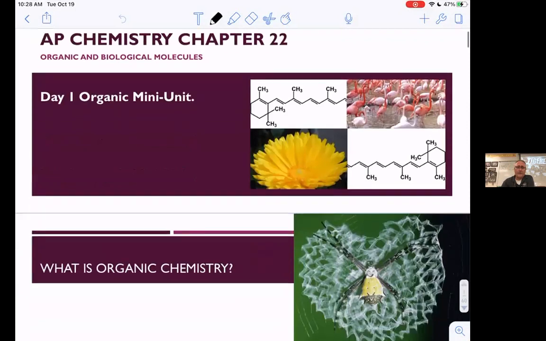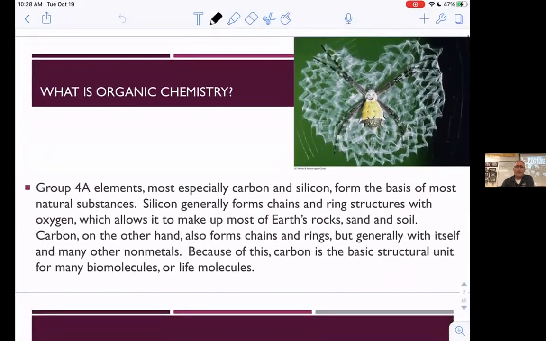So this is day one. We're going to talk about these, but what is organic chemistry? Organic chemistry is the chemistry of carbon. And so especially carbon, things that form four bonds, and silicon, these form most natural substances. Silicon forms long chains and ring structures with oxygen generally. It can do it with just silicon, but usually with oxygen, and we'll talk more about that later.